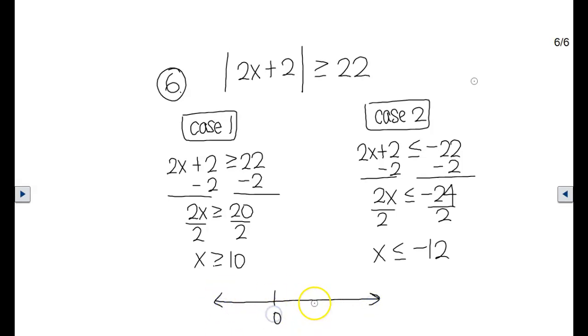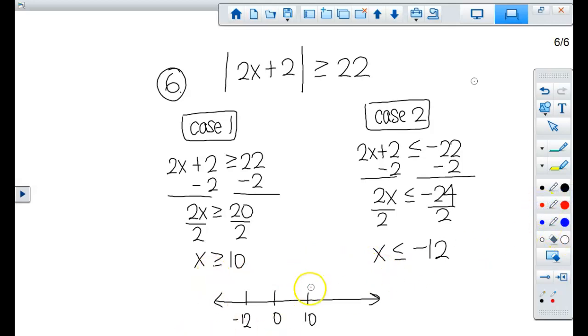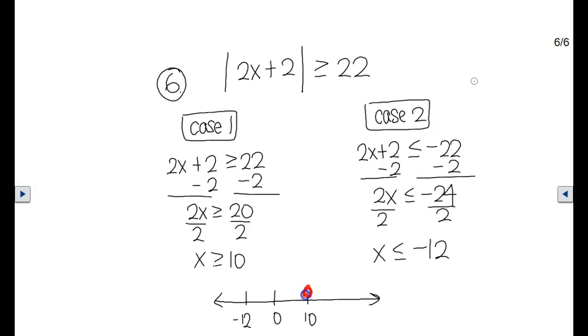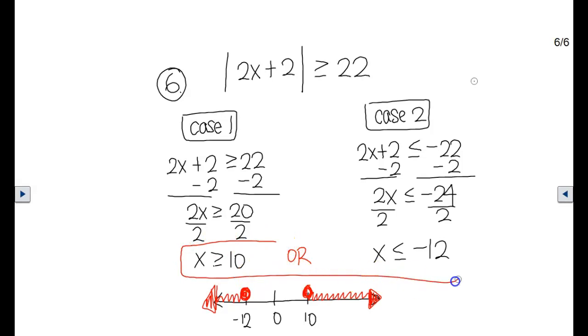Now for your graph, both problems have x first, so we're good to graph. For x greater than or equal to 10, filled in circle, shading should go to the right because it's greater. Less than or equal to negative 12, we should have a filled in circle, and the shading should go to the left. So I'm seeing airplane wings, so that should have been an or. So solution for this problem should be x is greater than or equal to 10, or x is less than or equal to a negative 12.